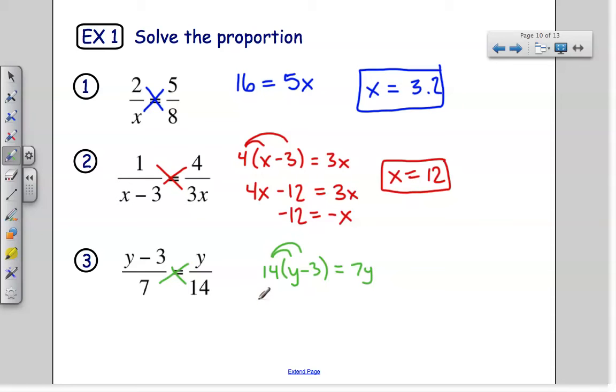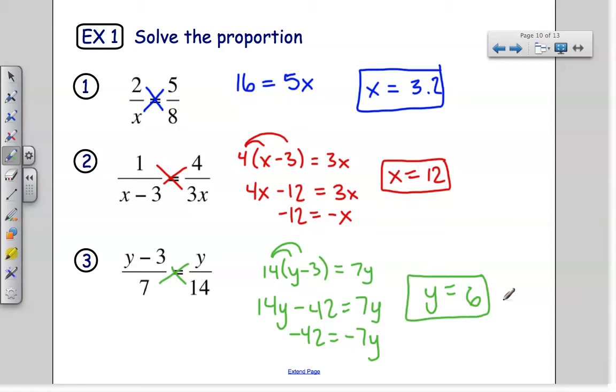Distribute on the left. I get 14y minus 14 times 3, giving me 42. And that equals 7y. Again, this is the only number, so I'm going to keep it here, but I'm going to subtract 14y on both sides. 7y minus 14y is negative 7y. Divide by negative 7. Negative 42 divided by negative 7 would be positive 6, and we're good to go.